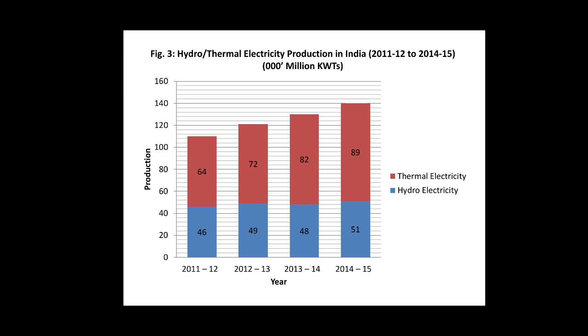Dear students, this diagram not only gives us the information about total electricity production in India, but also the production of electricity from hydro sources and thermal sources over different years. To distinguish between the two sources of electricity production, we used two different colors, that is blue and maroon color.